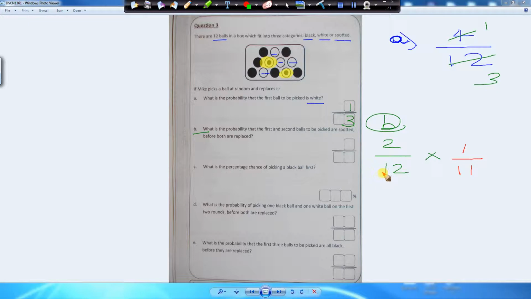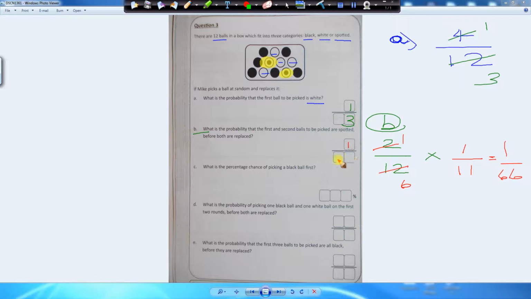So we have 2 over 12 times by 1 over 11. Can we cancel? Divide that by 2, divide that by 2. Times the top numbers out. 1 times by 1 is 1. 6 times by 11 is 66. So the answer will be 1 over 66 is the correct answer.